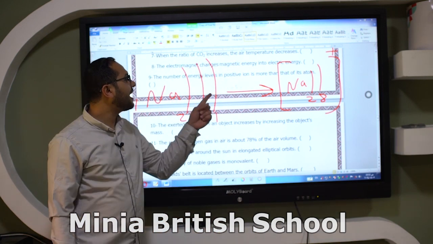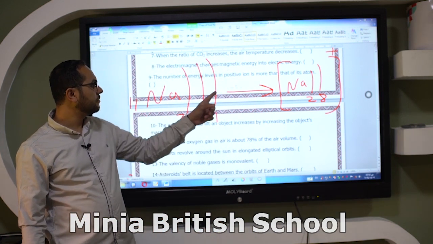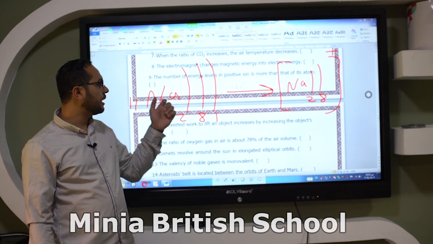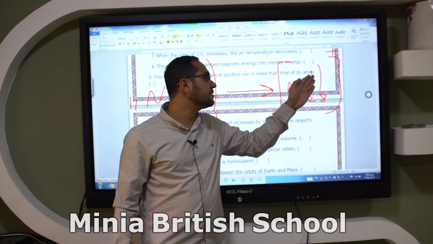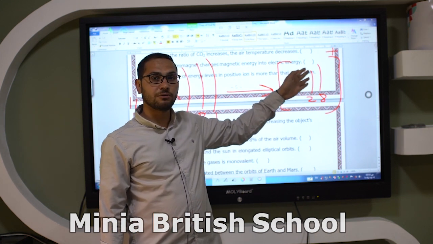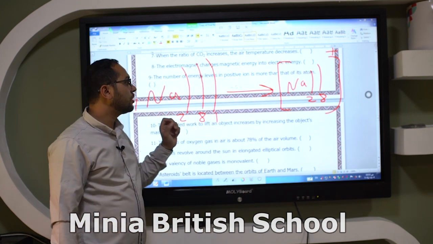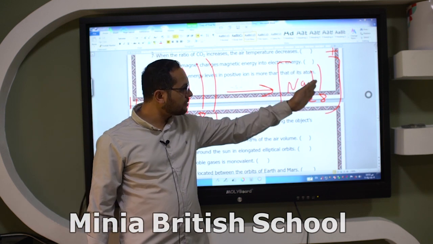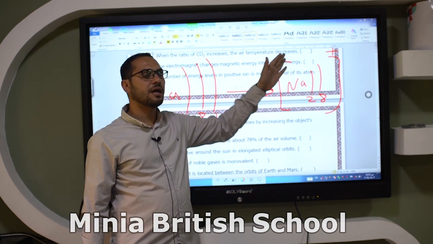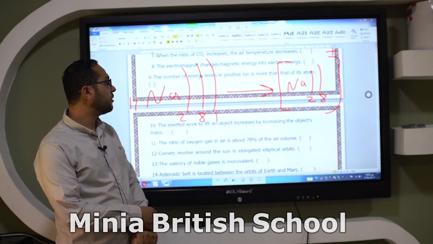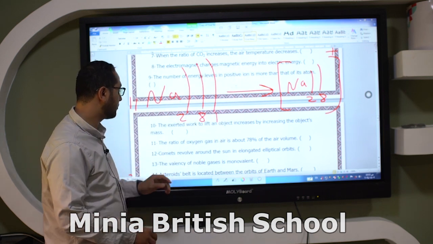Look at the number of energy levels in the neutral atom. How many levels here? 3. And how many levels in the case of the ion? 2. So the number of levels in the ion, in the case of a metal, is less than the number of levels in the neutral atom.